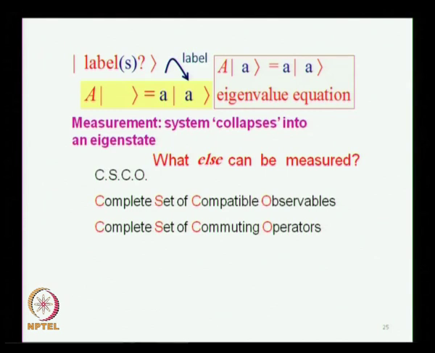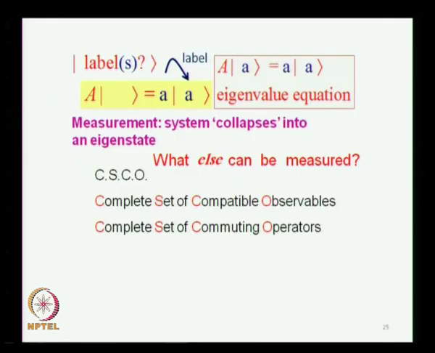But some measurements will be compatible, and you stack as many measurements as possible so that you get the complete set of compatible observables or complete set of commuting operators. This is Dirac's vocabulary, which is very nice because the CSCO stands for the complete set of compatible observables as well as complete set of commuting operators.